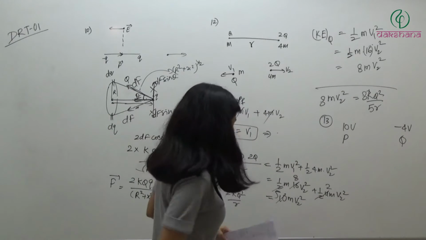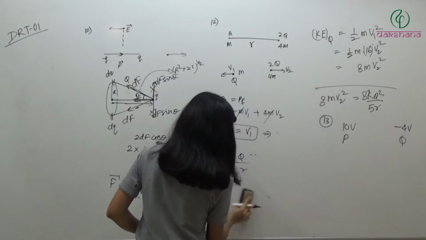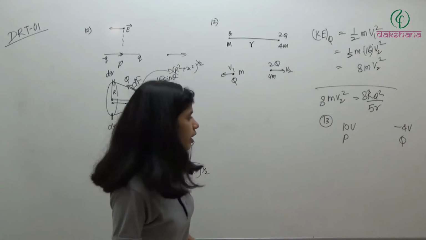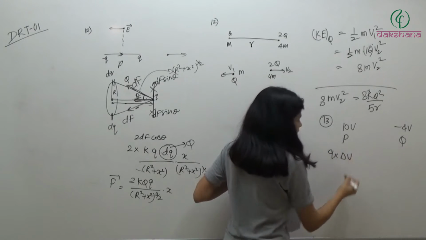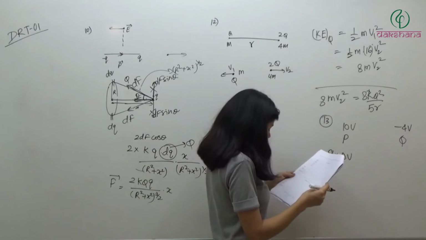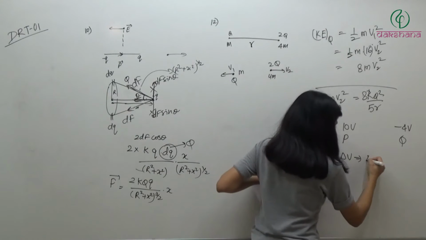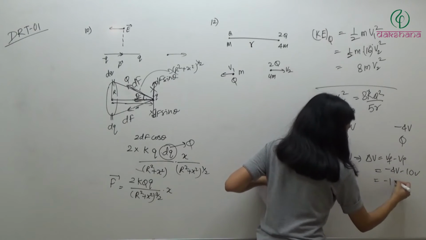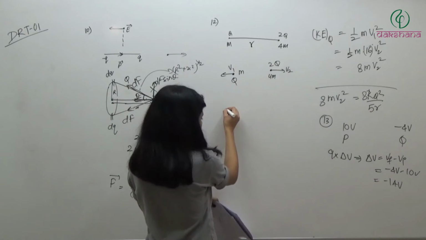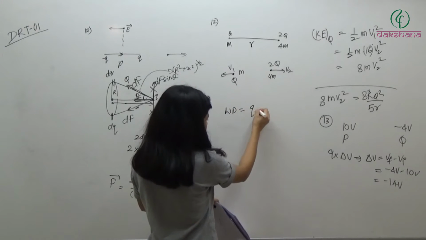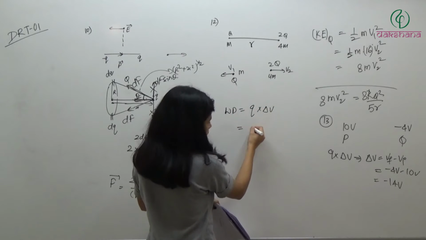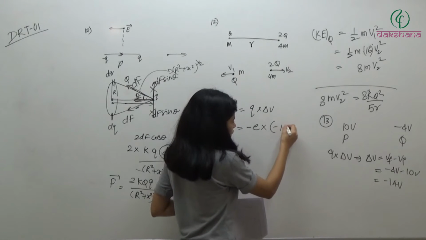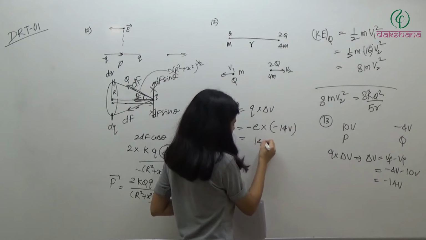So simply what we'll do? Work done will be equal to Q into potential difference, right? Q into delta V. How much is the potential difference? Here delta V is equal to V final minus V initial, which is equal to minus 4 volt minus 10 volt, which is equal to minus 14 volt, right? So we get work done is equal to Q into delta V. Q is minus e, right? Write the value of minus e here, into delta V which is minus 14 volt, so it will come to 14e.